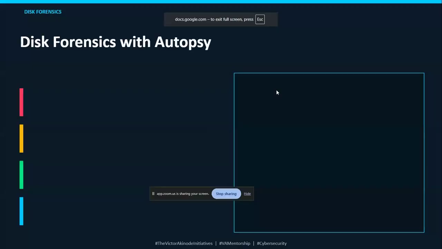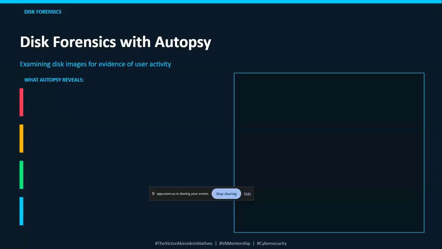So let's quickly explain digital forensics with Autopsy: examining disk images for evidence of user activity. Autopsy goes deeper when it comes to disk analysis. It gives user activity, browsing history, deleted files, a lot. It's also going to show you if there's stuff like C2 beaconing, which is command and control beaconing, in that particular hard disk. I don't know if you guys know what C2 is, but as a SOC analyst, it's very important that you know that. So what Autopsy actually reveals: first of all, we have deleted files.